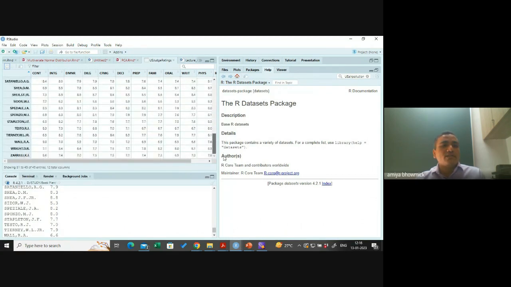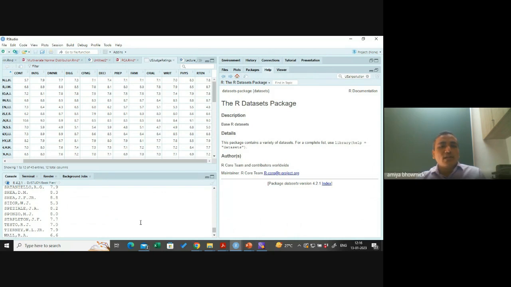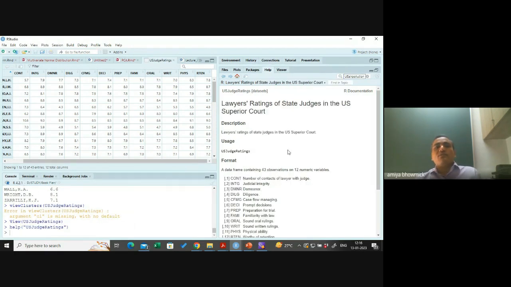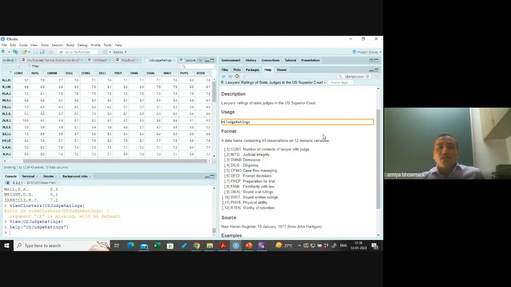I think in the row names there are the names of the judges, and what is the other information? If you write help USJudgeRatings, this will take you there. Lawyers' ratings of state judges in the US Superior Court. Format of the data: there are 43 observations on 12 numeric variables. So this is the data description, what we call the data definition.